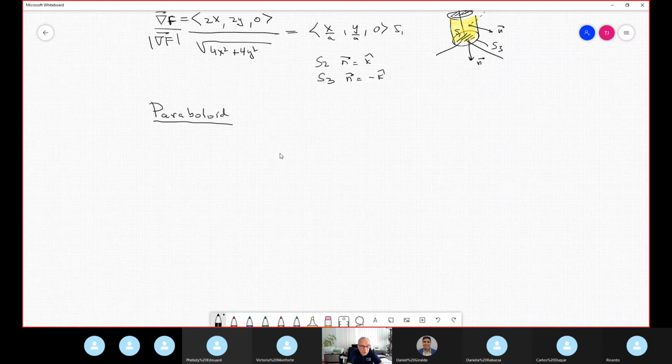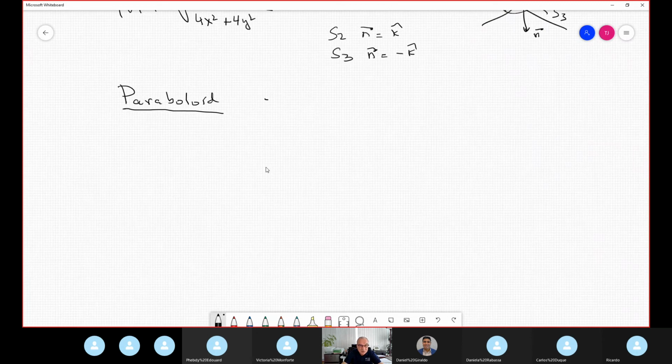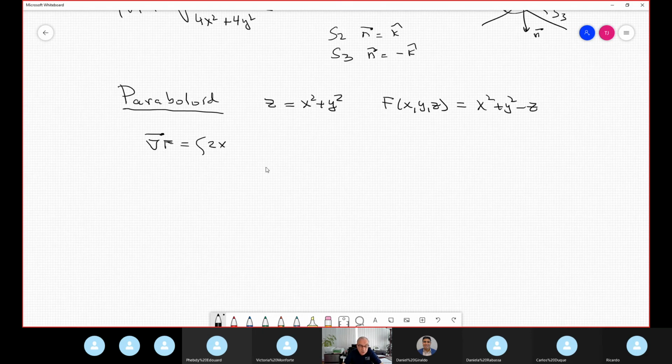Take a paraboloid along the z-axis, say c equals x squared plus y squared. This is implicit. However, when you express it explicitly, for example, I move in that direction: x squared plus y squared minus c, in the opposite sign. So when you compute the gradient, the partial derivative with respect to x is 2x, the partial derivative with respect to y is 2y, and the partial derivative with respect to c is negative 1, divided by the square root of 4x squared plus 4y squared plus 1. And this is the gradient for the paraboloid.